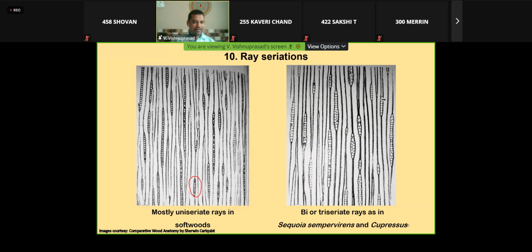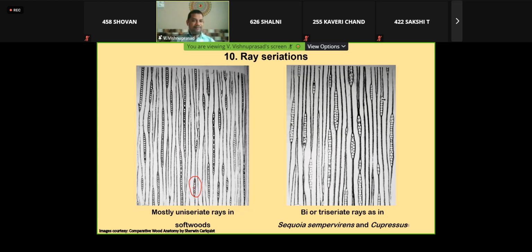And then at the maximum width point, I will measure the width of the ray under high power. That is also an important feature. So ray width, ray seriation, and ray number of cells for every given ray are taken. So 25 such readings can be taken easily, and you take a mean of that. So these are very important features.